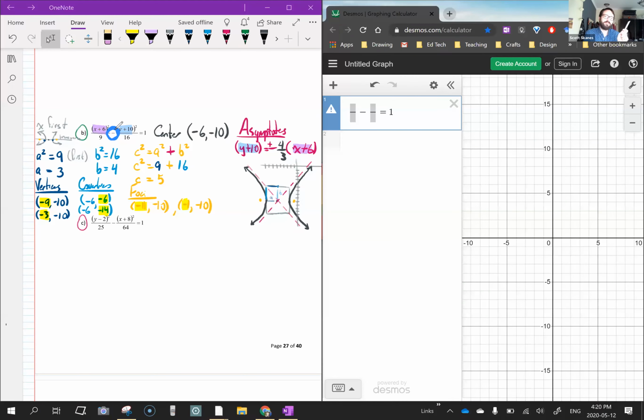Ellipses never have a minus in the center. Ellipses are always plus in that center. The x squared term is positive, the y squared term is positive. For hyperbola, there's always a minus in the center. One term is positive, one term is negative.